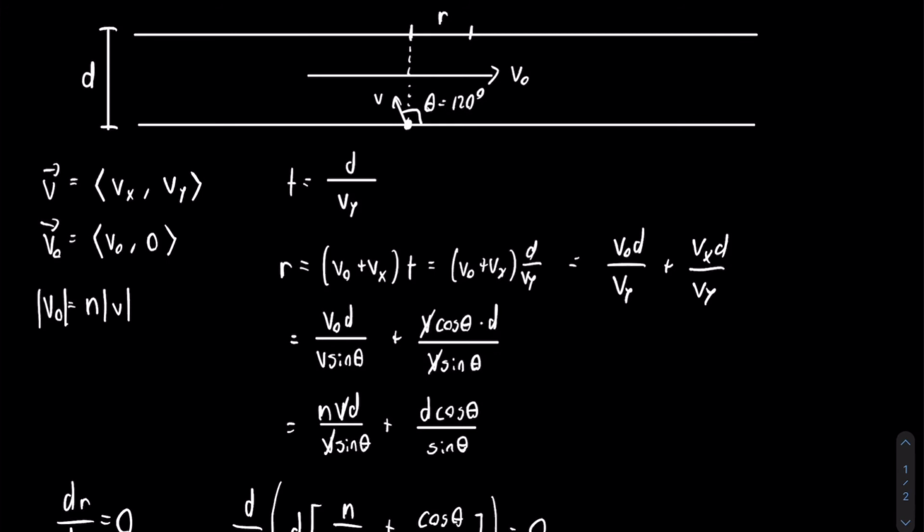This angle will minimize the drift distance. If you wanted to solve for the drift distance, you can just plug in 120 degrees into our equation of r as a function of theta.